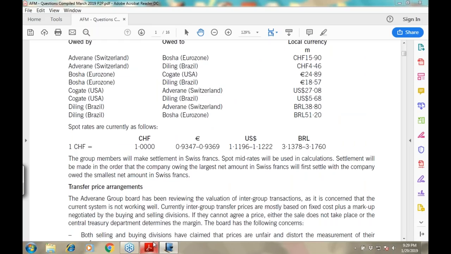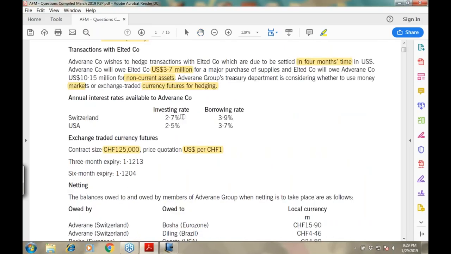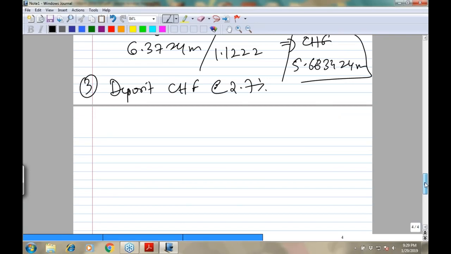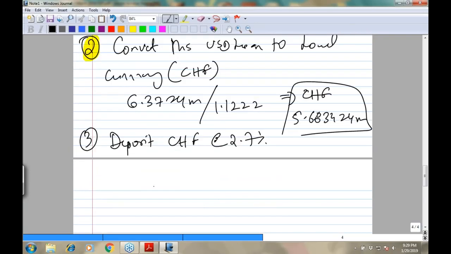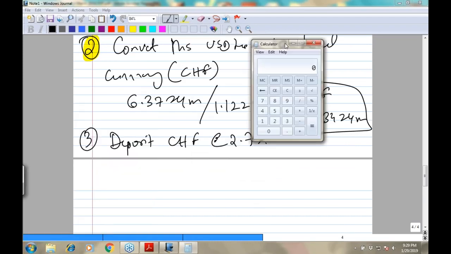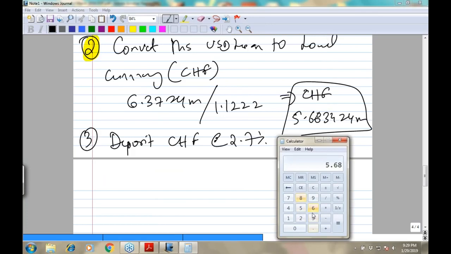So the investing rate for the CHF is actually 2.7%. So we are going to deposit it at 2.7%. If I am going to deposit it at 2.7%, then what am I actually going to get? You need to perform the calculations for it. Now this is going to be 5.683424. This is what you need to deposit at 2.7%.